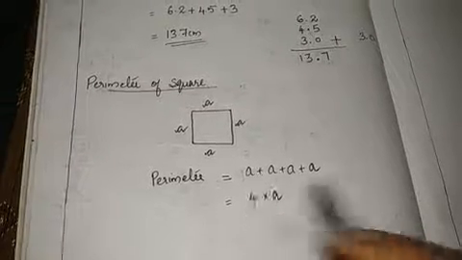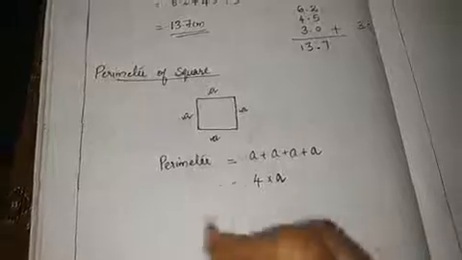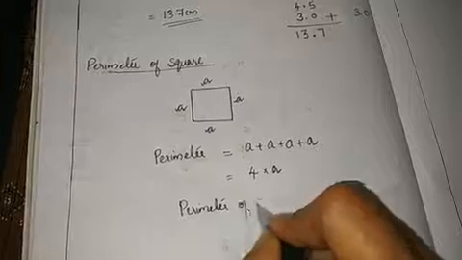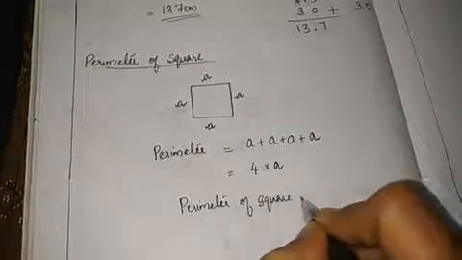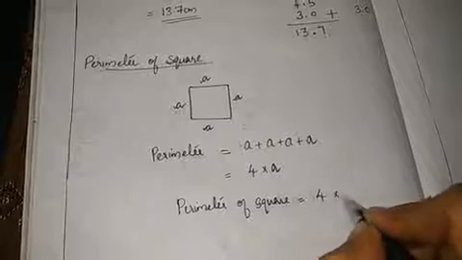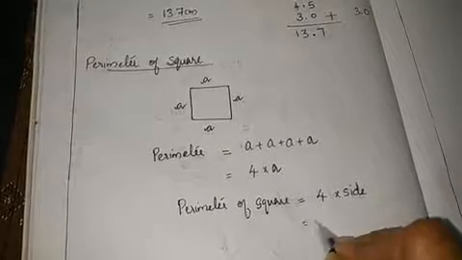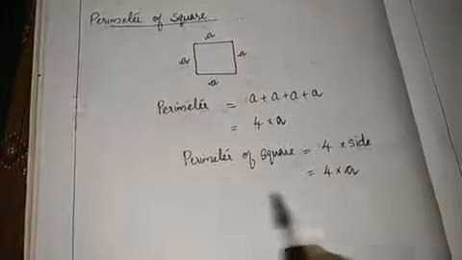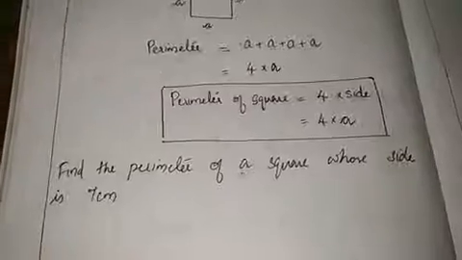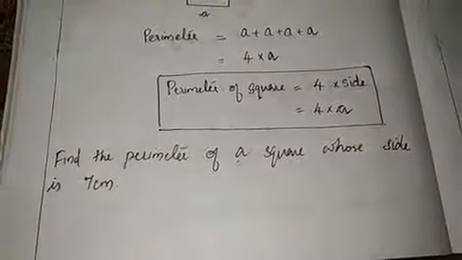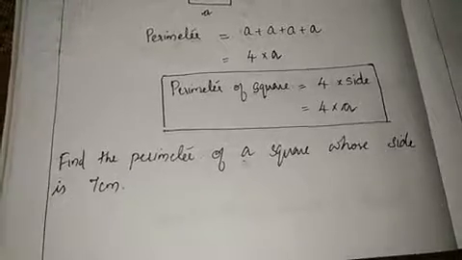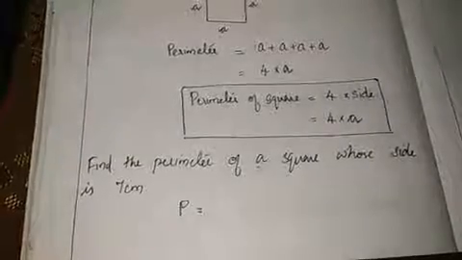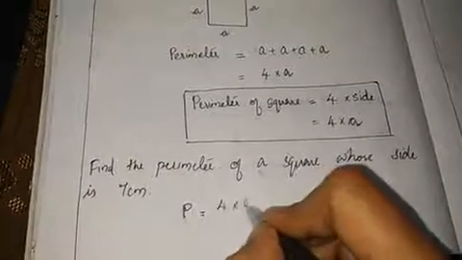What is A? A is a side length. So perimeter of any square, we can write it as 4 into side or 4 into A. So what is the equation? 4 into A. Find the perimeter of a square whose side is 7 centimeter. We know the equation, right? So P equal to 4 into A.